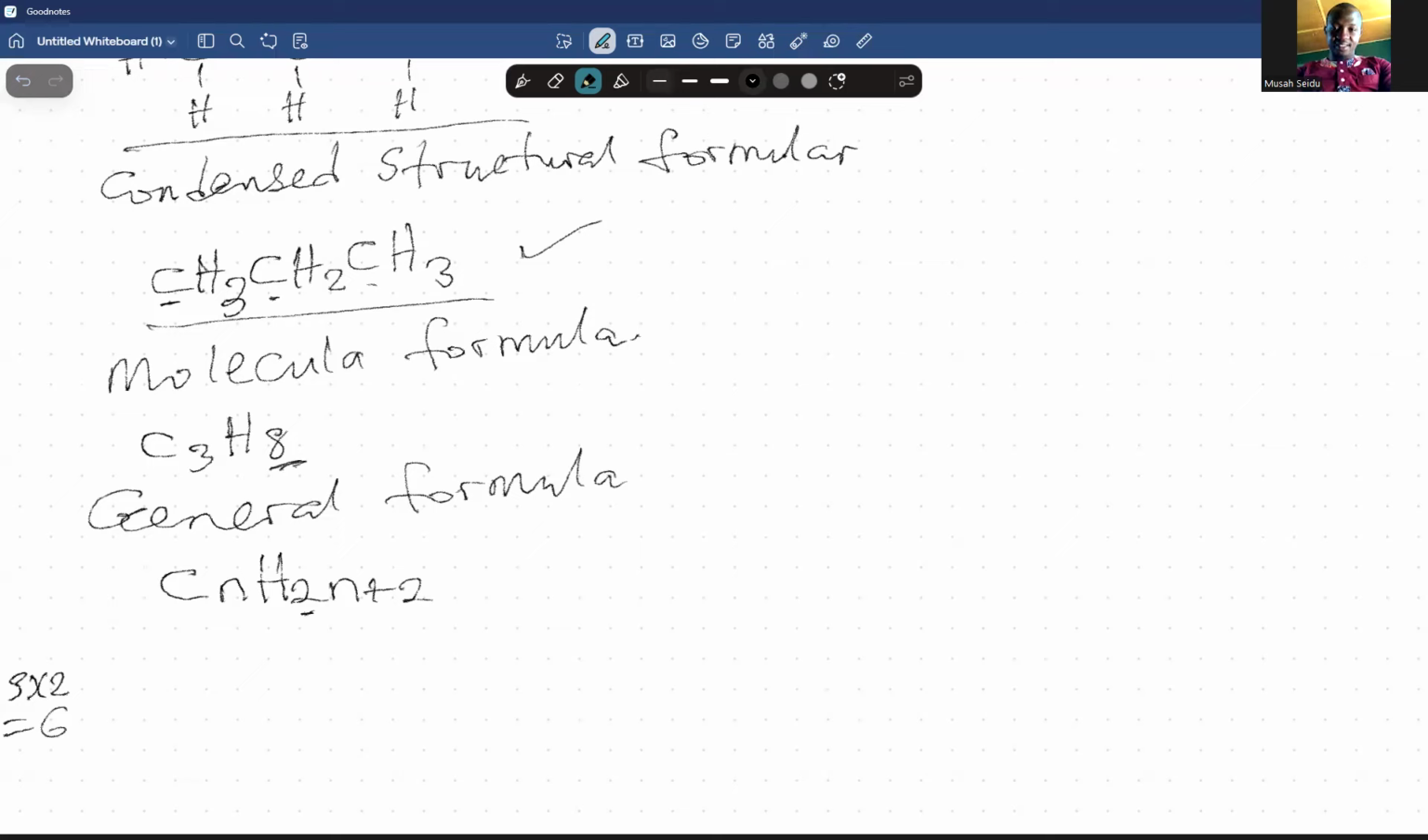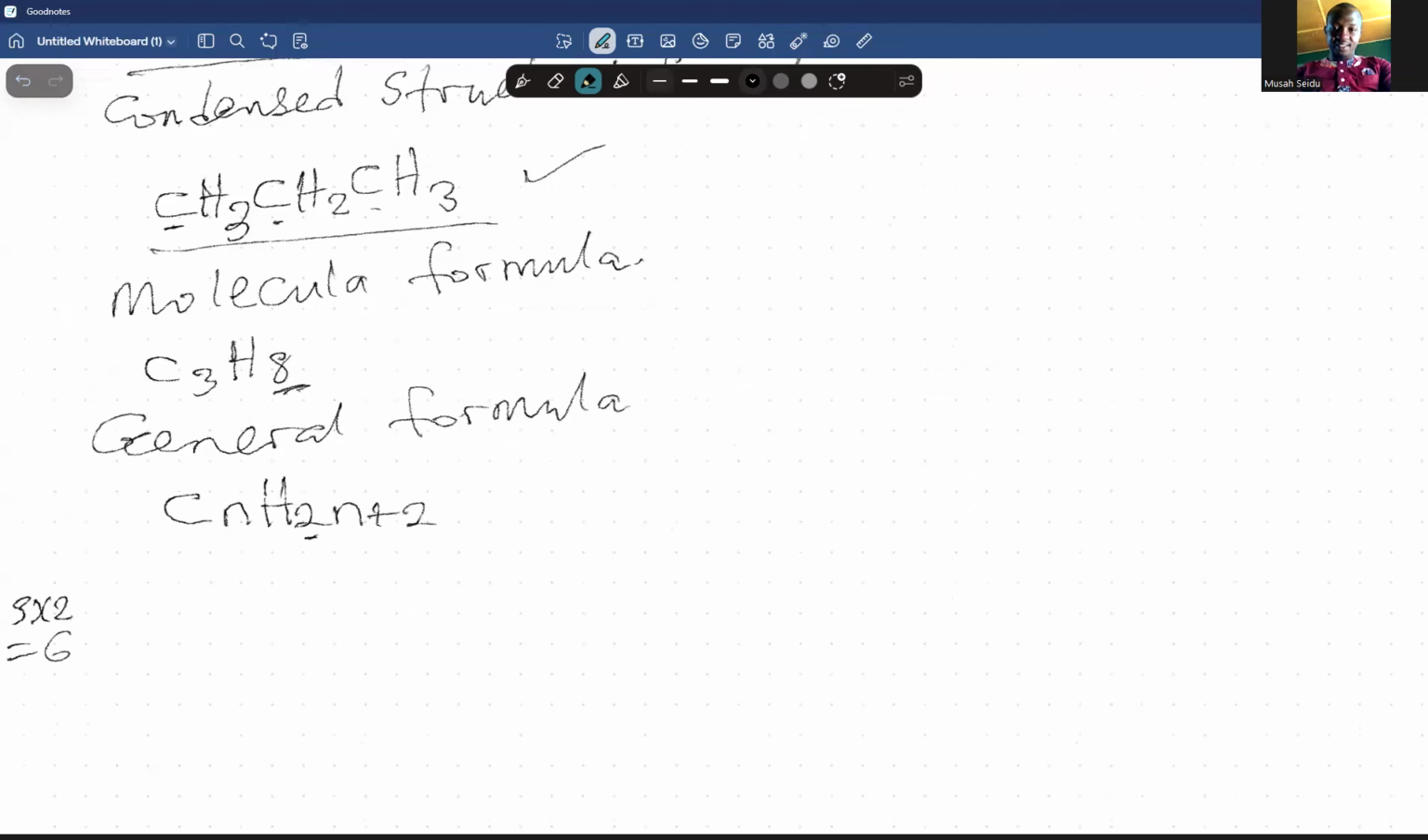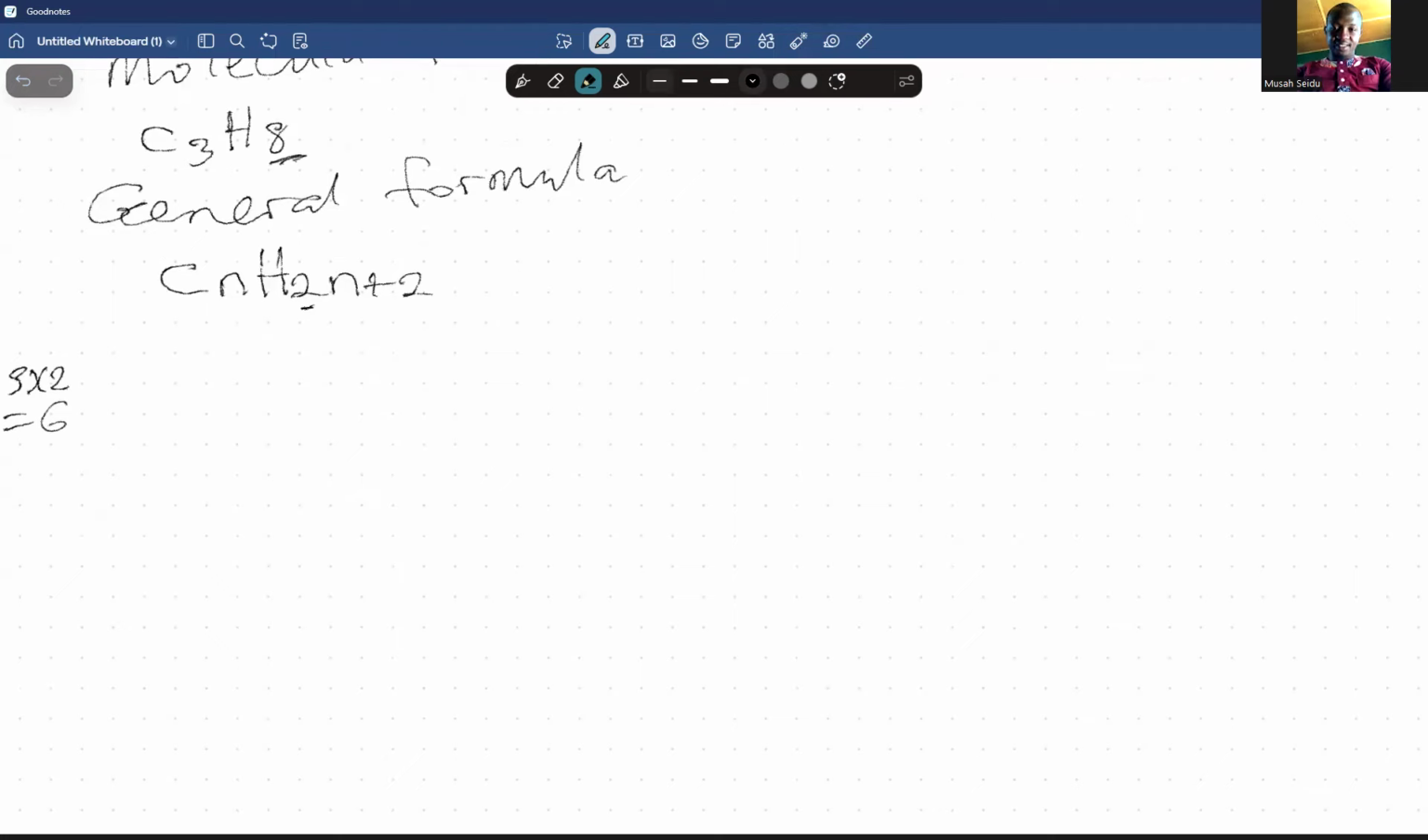Now, we are done with alkanes. How do we identify alkanes? We watch out for single bonds, carbon-hydrogen or carbon-carbon single bonds. And we have also learned how to write the condensed structural formula, the molecular formula, and the general formula. Now, let's move on to the second example, which is alkene.